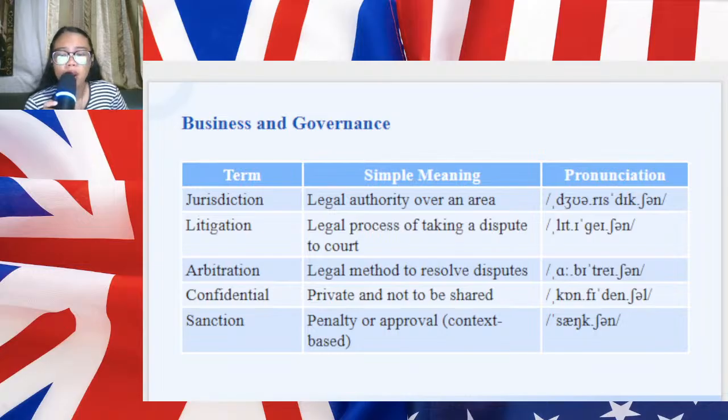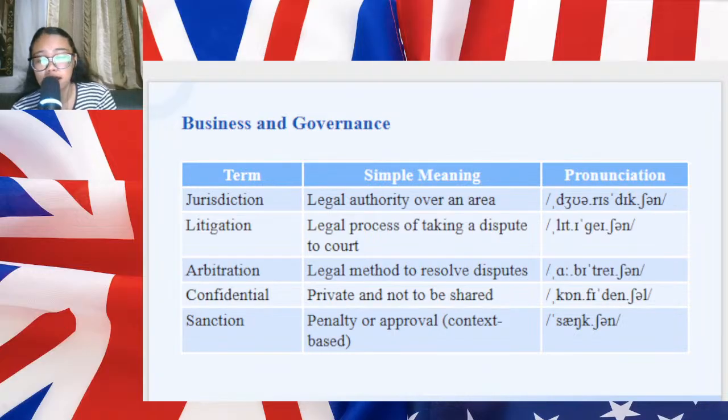Pronunciation-wise, we have con, first syllable, short O sound, and then fi, which has a short E sound, then another short vowel sound, but it's e, and then shal, which has a schwa sound. So this is confidential, where den is the stressed syllable. Again, confidential. And lastly, we have sanction.